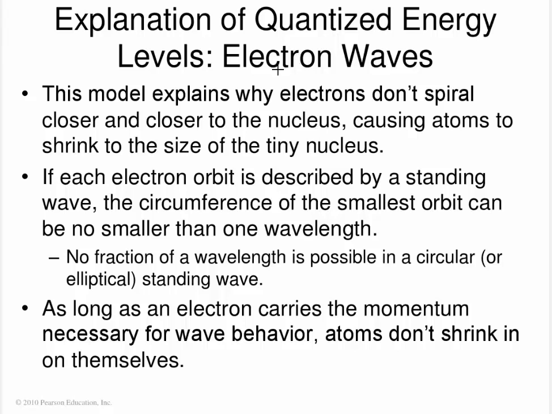Now, this de Broglie model explains why electrons don't spiral in to the nucleus like the solar system model that I showed you. They're acting like waves, and waves can't spiral in like that. So each electron orbit has to be a standing wave, and it has to have an integral number of wavelengths. We can't have standing waves set up in between them. So electrons must have wave-like behavior, and they must have the momentum necessary in order for this to happen.